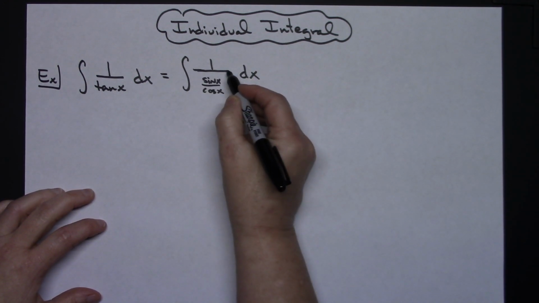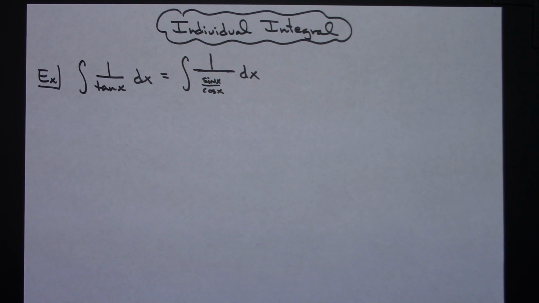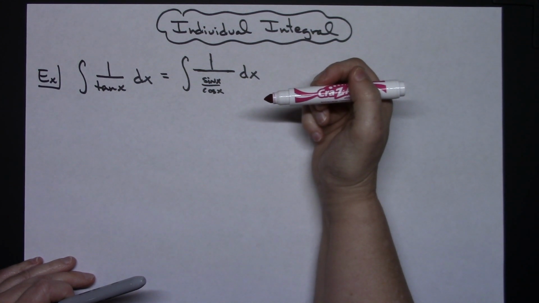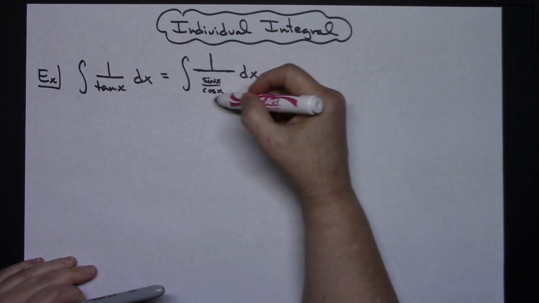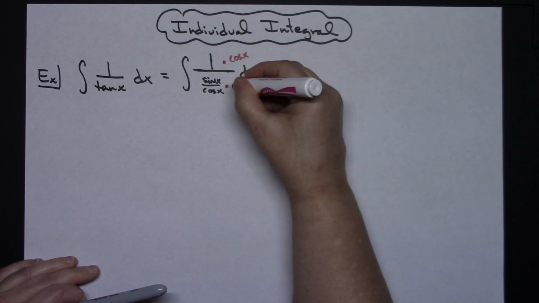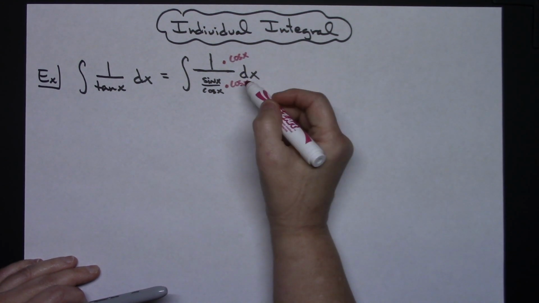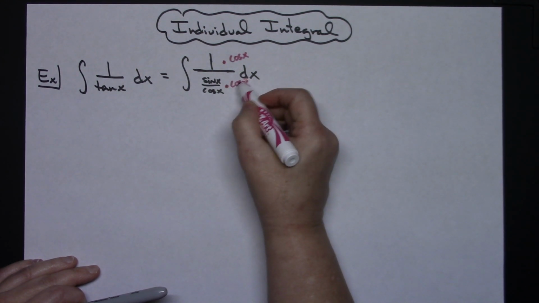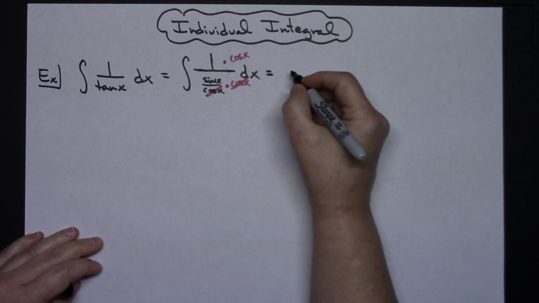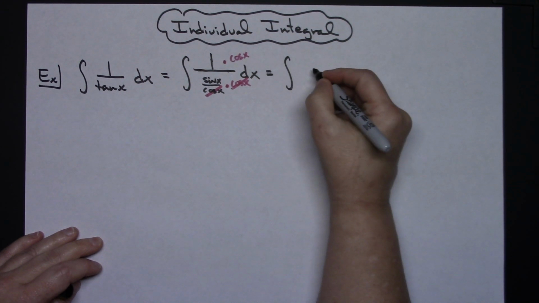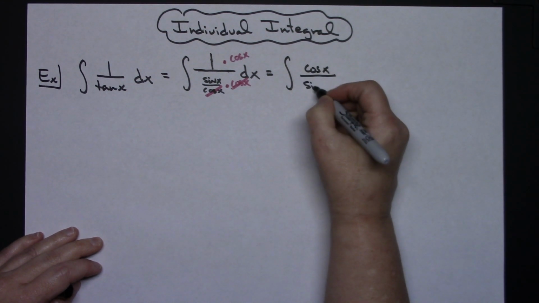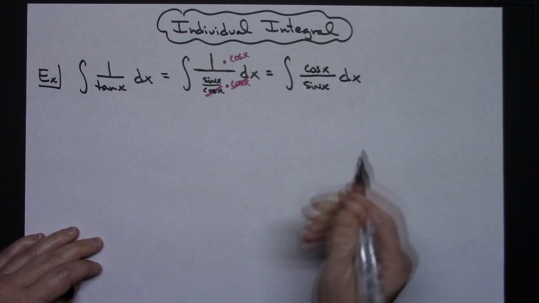Alright, now what that did was create that complex fraction right there, and we don't want a complex fraction, so I'm going to multiply through by the least common denominator. That least common denominator is going to be cosine, so I'm going to multiply by cosine x and multiply by cosine x. What that does is eliminate this fraction in the bottom because your cosines are going to cross out. So then that's going to get me down to the integral of cosine x all over sine x and then dx.